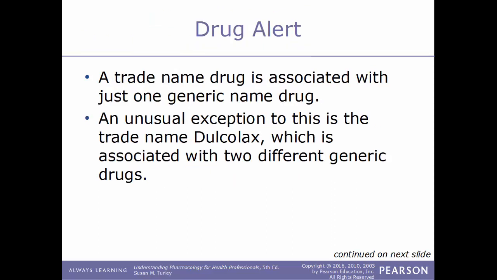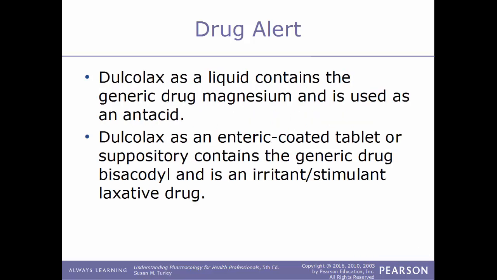That leads us to a drug alert when it comes to Dulcolax. Normally, a trade name drug is associated with just one generic drug, but there's a very unusual exception when it comes to Dulcolax, which is associated with 2 different generic drugs. Dulcolax can be administered as a liquid, and in this form it contains the generic drug magnesium, and it's used as an antacid. And Dulcolax can also be an enteric-coated tablet or suppository, which contains the generic drug bisacodyl, which is an irritant or stimulant laxative drug.